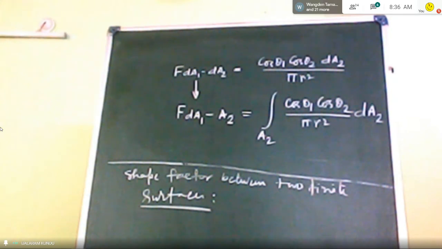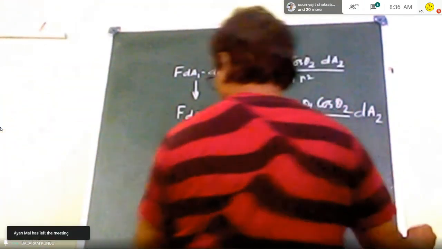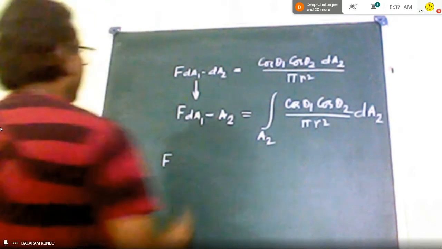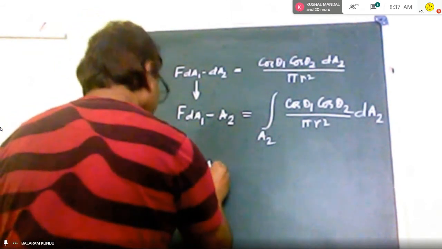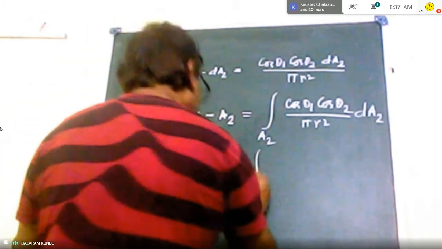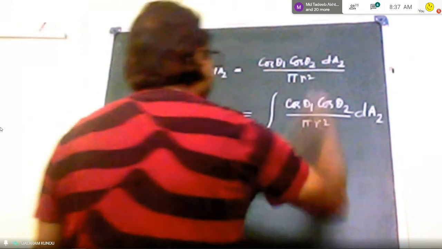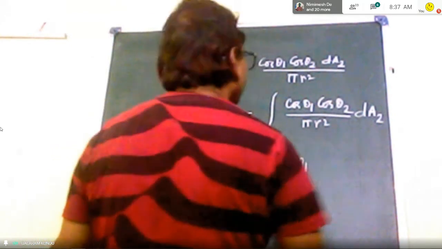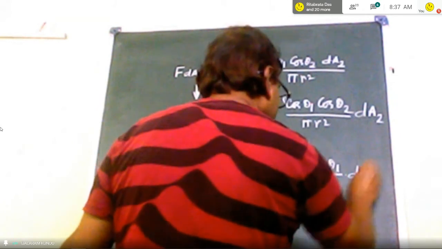Similarly, if we consider the second expression, we can write in a similar way F of dA2 to A1 equal to the integral, where we have to integrate along the surface A1, of cos theta 1 cos of theta 2 divided by pi r square into dA1.